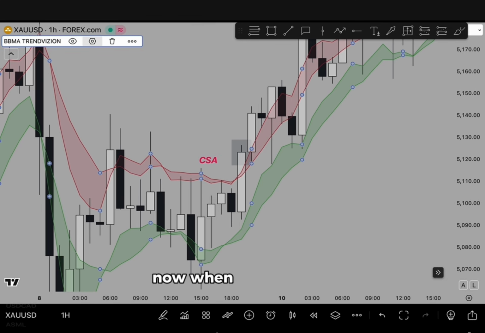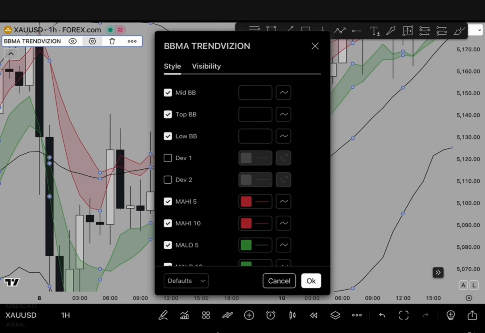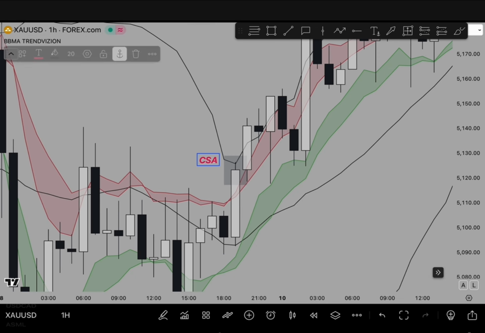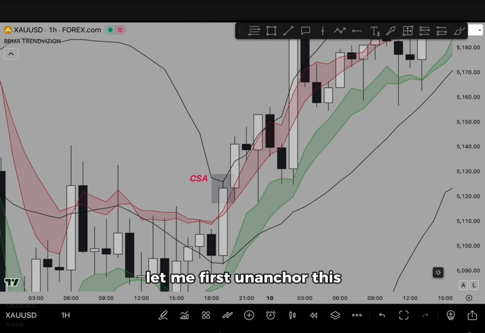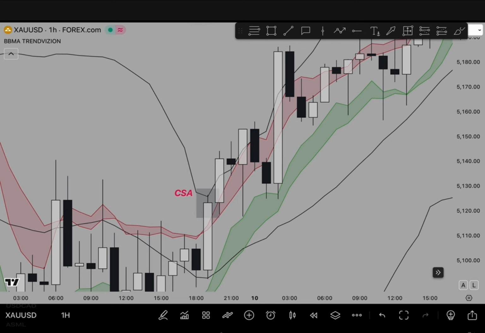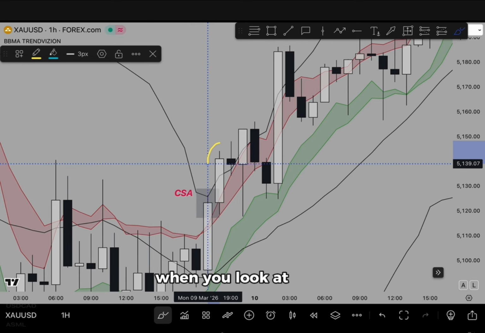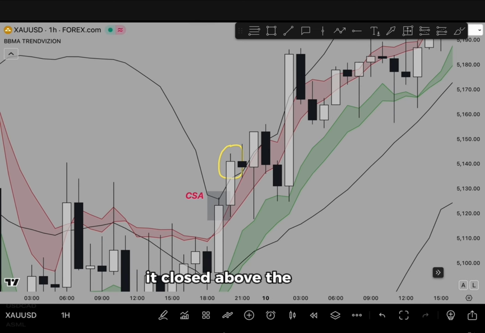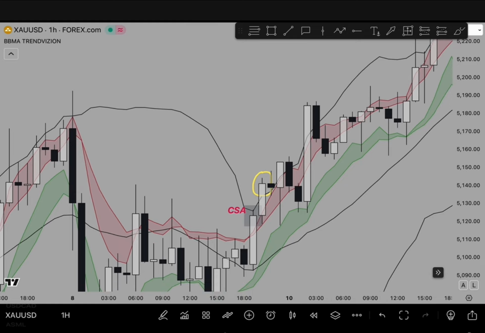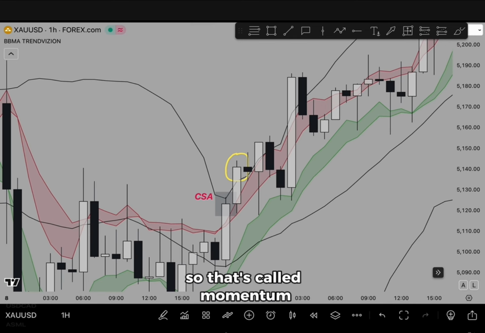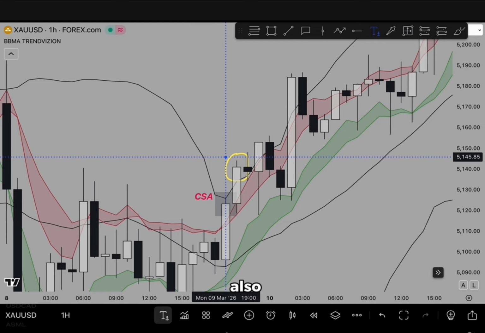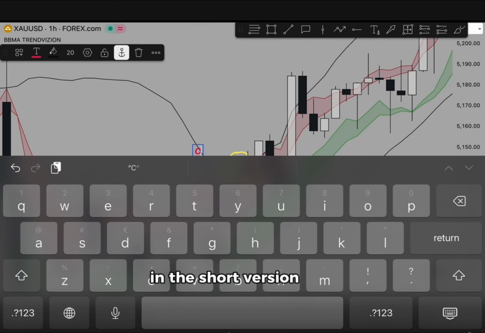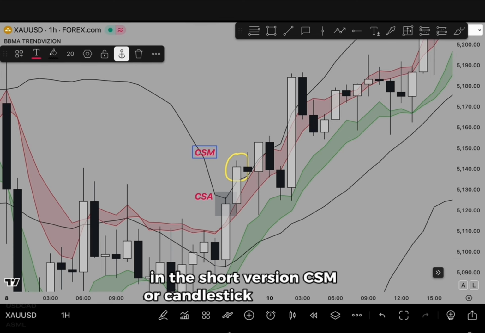Now, when you're at the Bollinger Bands, let me first unanchor this. When you look at price here, it closed above the upper Bollinger Band as well. So that's called momentum, okay? Also, in the short version, CSM, or candlestick momentum.